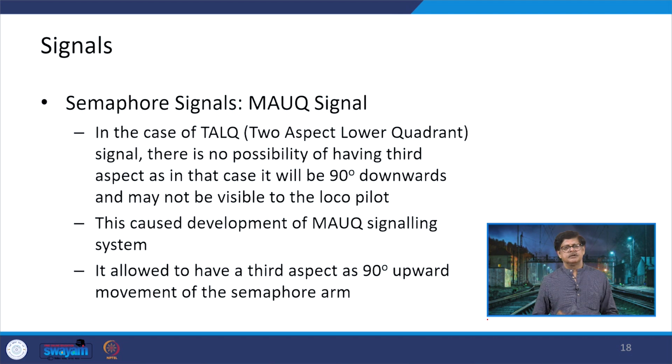What we discussed in the previous slide has been written here. It says that in the case of a 2 aspect lower quadrant signal, there is no possibility of having a third aspect, as in that case it will be 90° downwards and may not be visible to the loco pilot. Because of that, the multi aspect upper quadrant signaling system was developed, wherein the third aspect comes as 90° upwards, which defines that the movement is allowed on the track, and the inclined one is showing the caution.